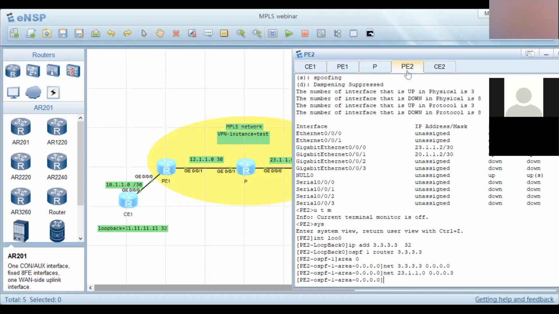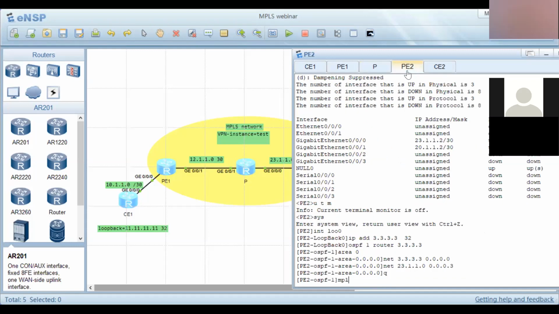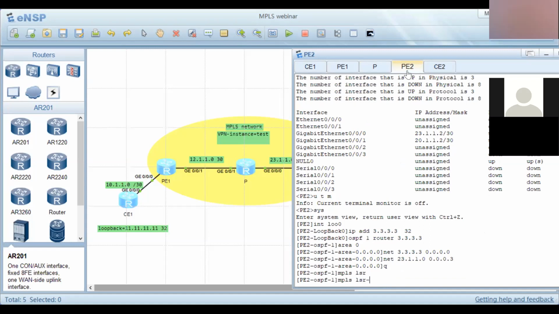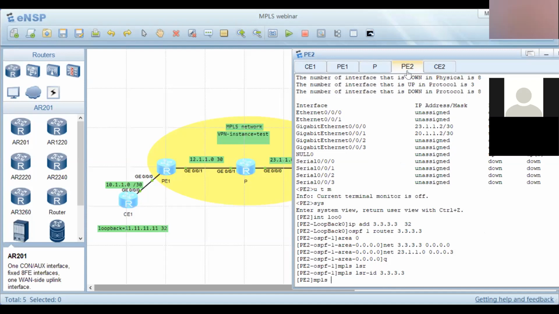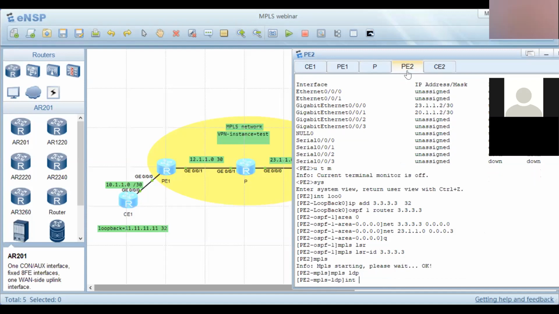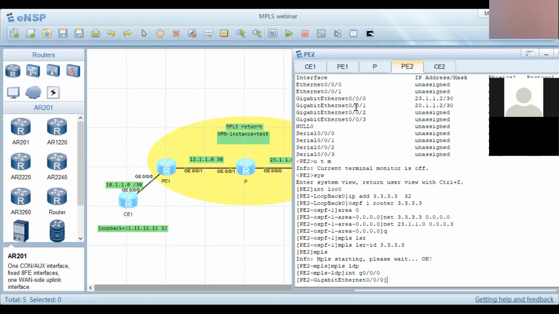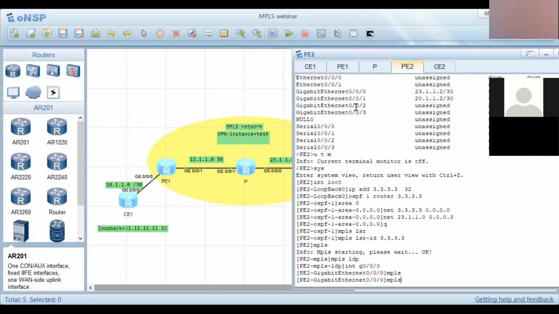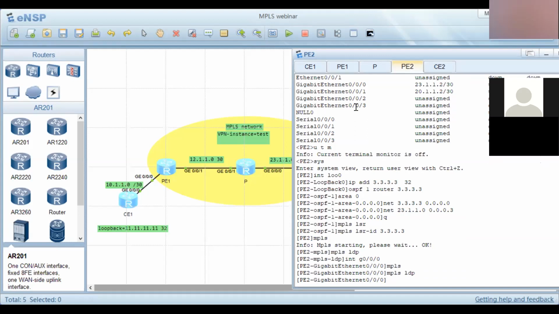The last one is MPLS LSR ID, and we'll configure the distribution protocol globally and on the interface that connects to the P router. We will enable and configure its distribution protocol, which is the dynamic LDP.